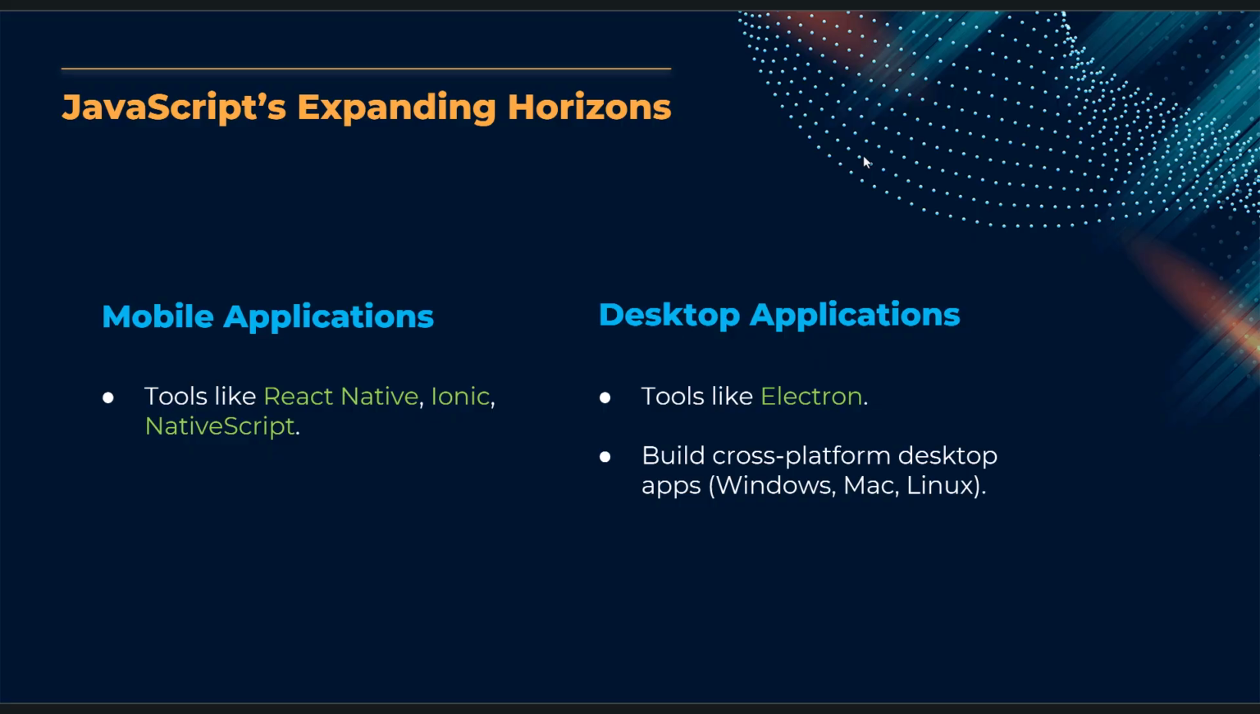JavaScript's reach has extended even further. With tools and frameworks like React Native, Ionic, or NativeScript, developers can use JavaScript to build native mobile applications for iOS and Android. And with tools like Electron, you can even build cross-platform desktop applications that you can install on your Windows, Mac, or Linux computer. So the same core language can be used for websites, web servers, mobile apps, and desktop apps.